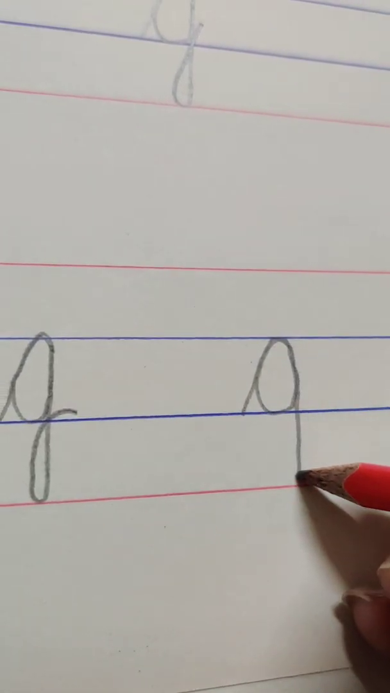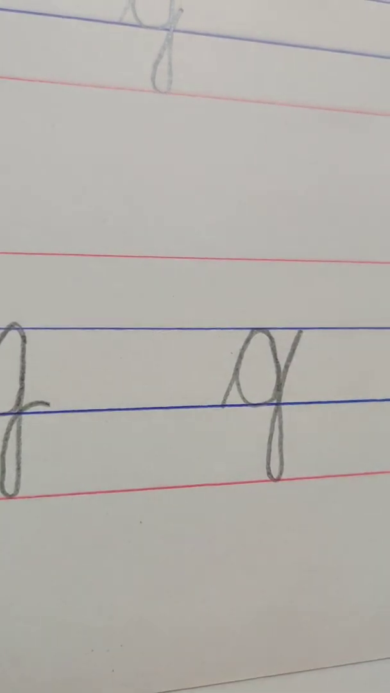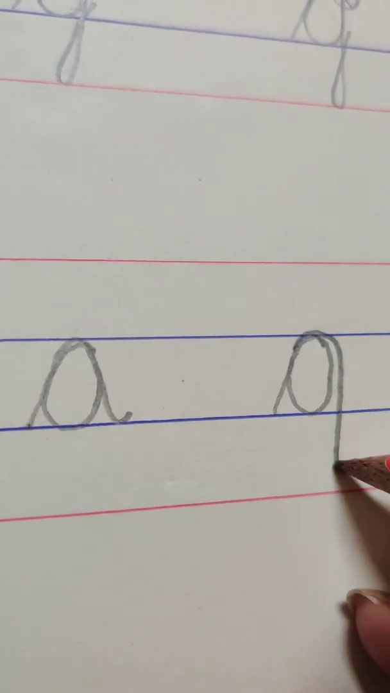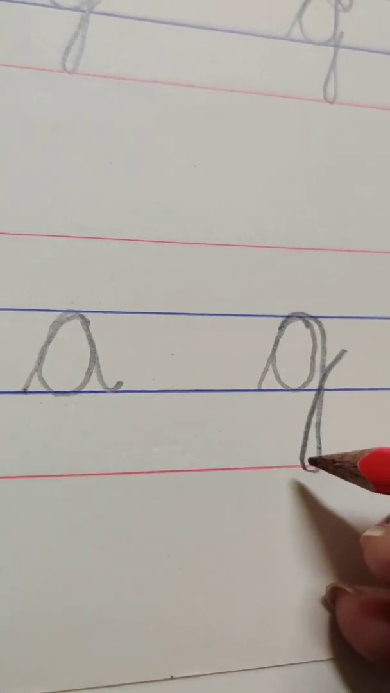One more thing, a long tail is wrong. Some children are still writing A like this, and some children, you know what they do? While writing A, they come till here, and then this formation is also wrong.